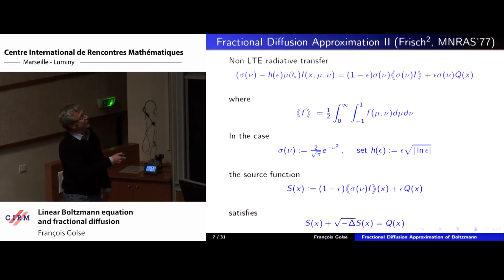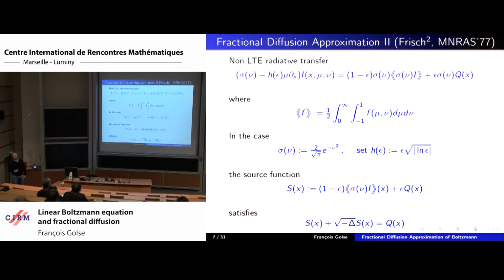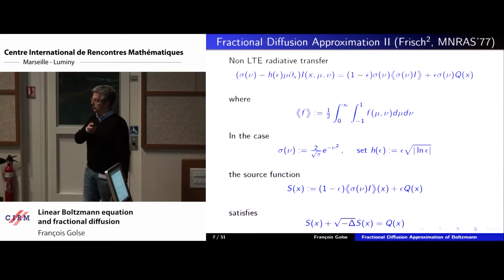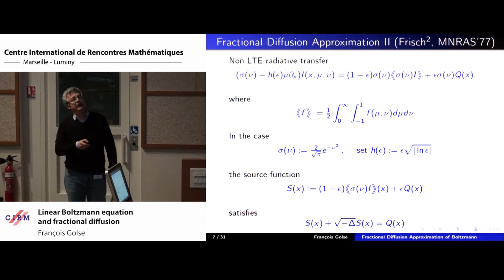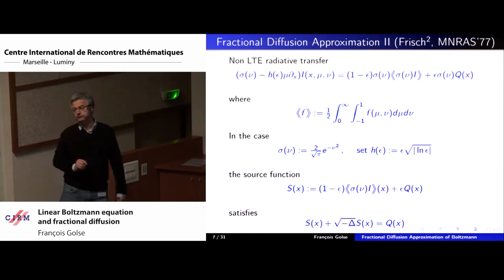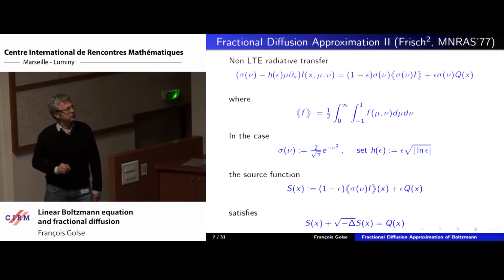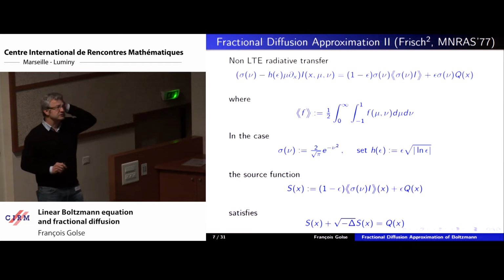So their starting point was non-LTE, meaning non-local thermodynamic equilibrium, radiative transfer. So it's a kinetic equation for photons. And here, I of x, mu, and nu is the equivalent of the distribution function considered before. Here it's a steady problem, there's no time variable. And so you have sigma of nu, which is a scattering rate that depends on the frequency. Here the scattering rate goes by the name of opacity in this context. So it's a function of nu. And here's the radiative transfer equation as you see it in the book by Chandrasekhar, for instance.